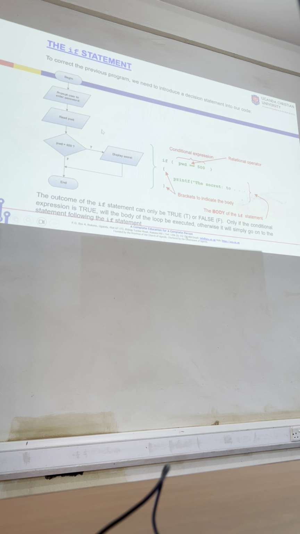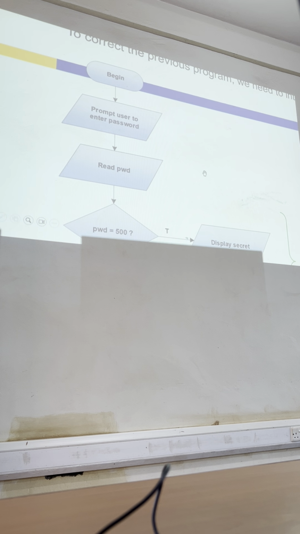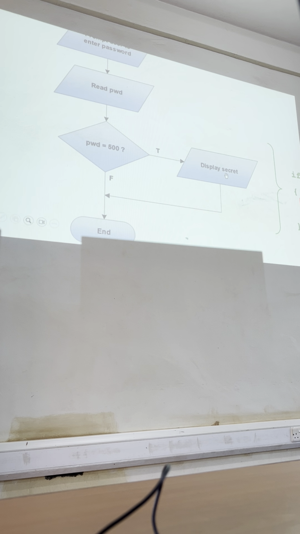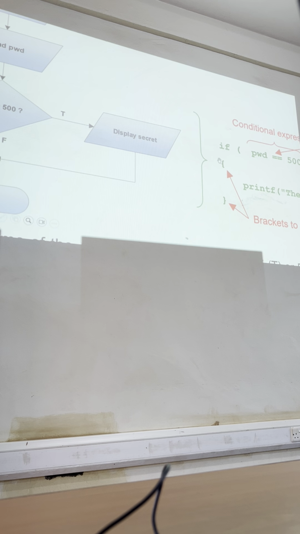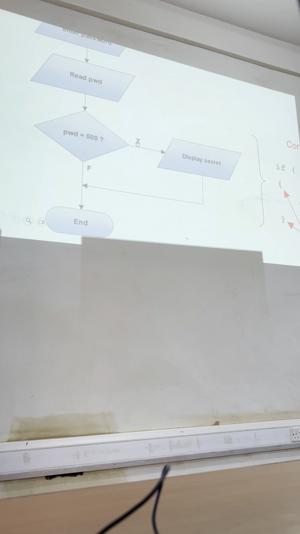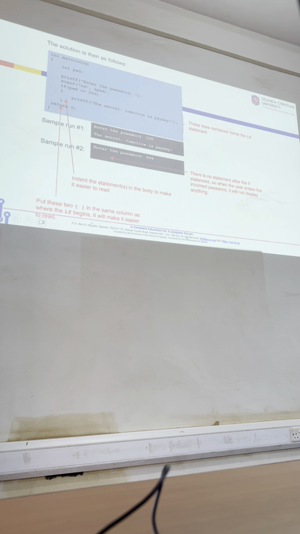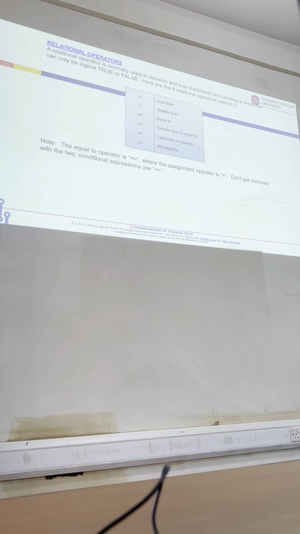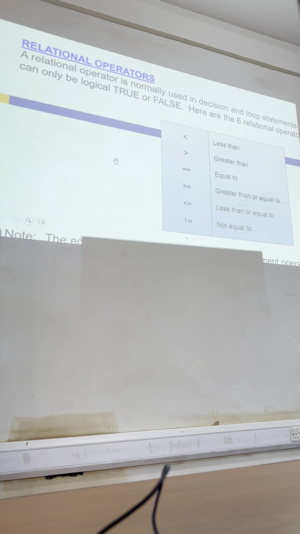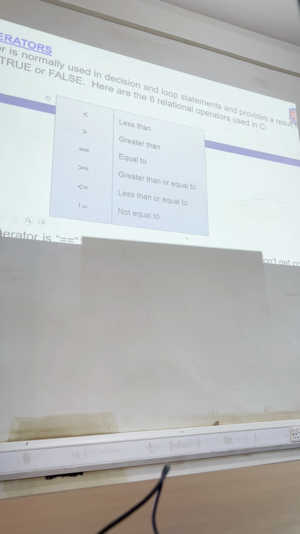And as you can see, based on this flow chart here, you read the password and you check it. That expression there. So, does the expression evaluate to true or does it evaluate to false? If it evaluates to true, display. If it evaluates to false, then end the program. So, you've seen that. And now here, these are referred to as relational operators. The important thing here, it can only be logical true or false.